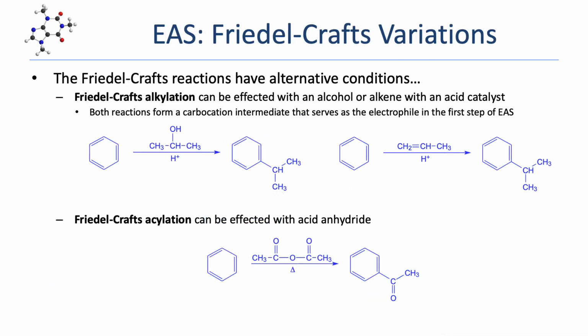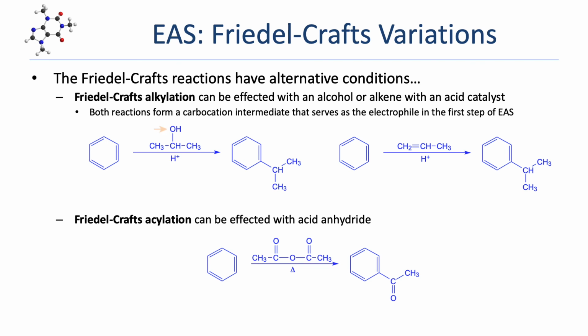It turns out that there are some alternative conditions for the two Friedel-Crafts reactions. The Friedel-Crafts alkylation can be effected with an alcohol or an alkene under acidic conditions. Both versions of this reaction proceed through a carbocation intermediate.